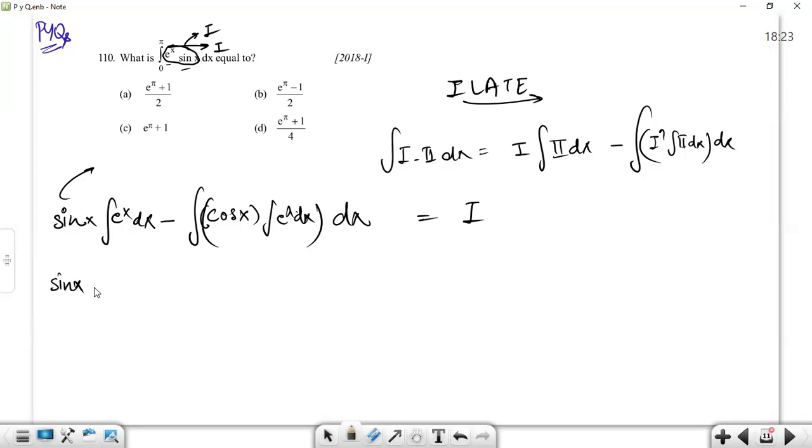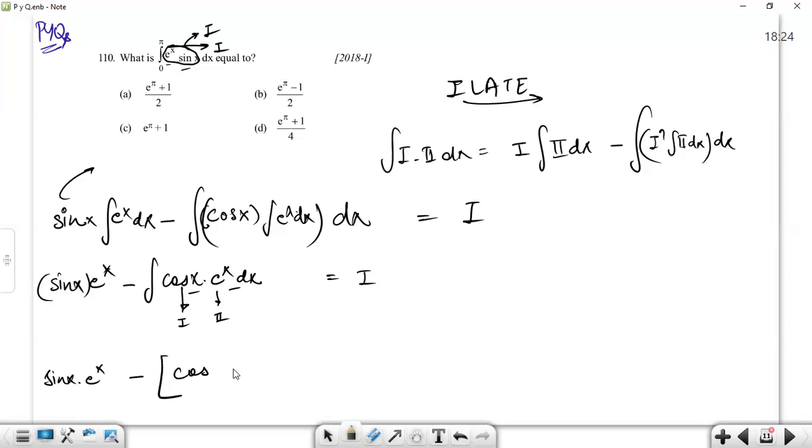So sine of x into e to the x minus integration of cos x into e to the x dx. Now again we have to use the first and second function here. This will be your first function, this will be your second function. So sine of x into e to the x minus, first function into integration of e to the x dx, which is simply e to the x. So write this as it is, minus integration of what is the differentiation of cos of x?